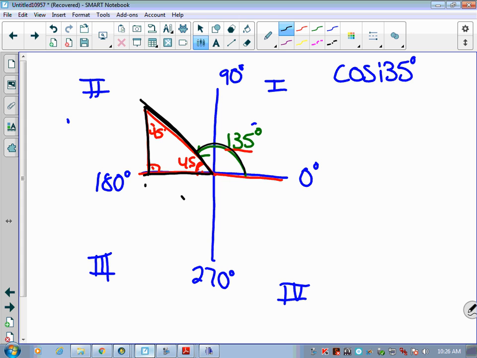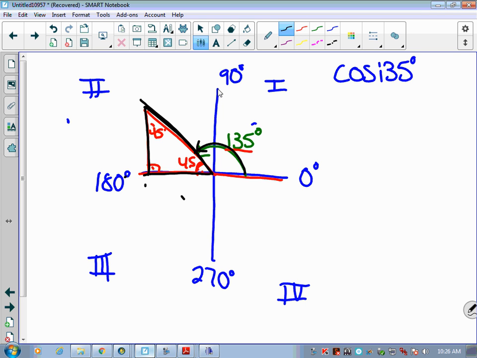Okay? If this is 135 from here to here, and this is 180, the reference angle is always the remaining number of degrees that are going to get me to the x-axis. So 135 plus 45 equals 180, okay? Which is going to give me a 45-45 special right triangle.